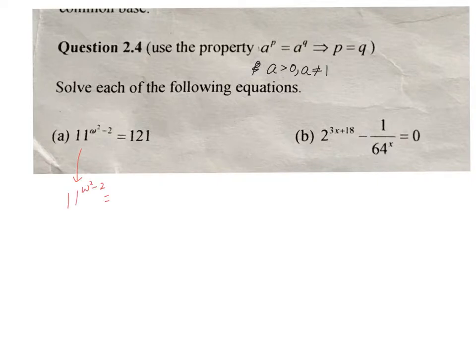If you look at part A, we always try to create the same base or the same power. And if the base is the same, what we do is we try to create the same base. Now 1 to 1 is basically 1 to the power of 2.